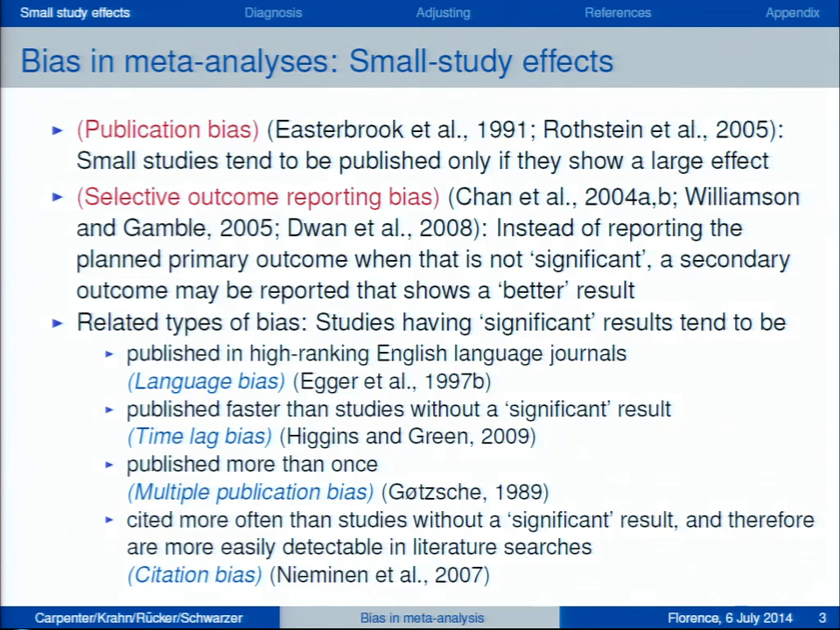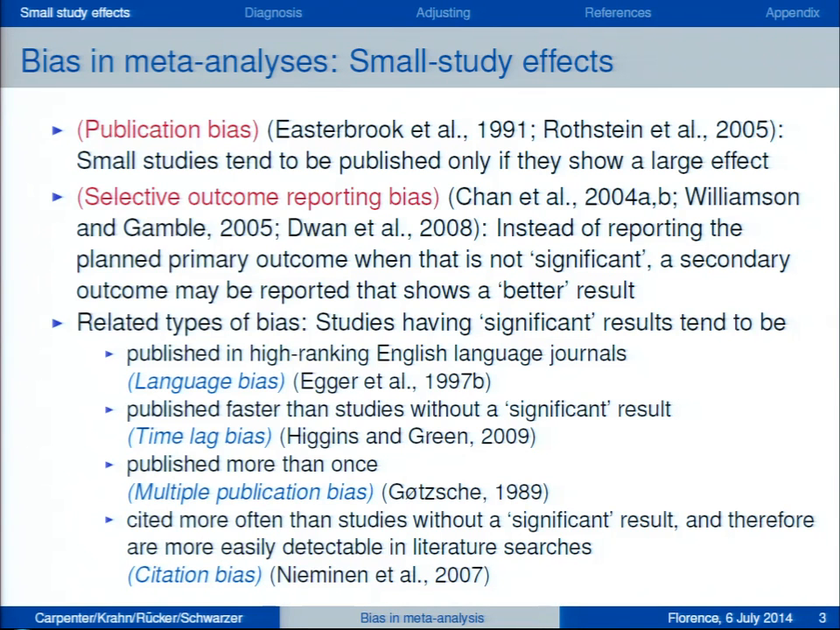There's also another form related to this, and that's selective outcome reporting bias. This means that instead of reporting the planned primary outcome, when that is not significant, a secondary outcome may be reported that shows a better result. And there are also other related types of bias, and many words for these. The general word is reporting bias, or also dissemination bias.